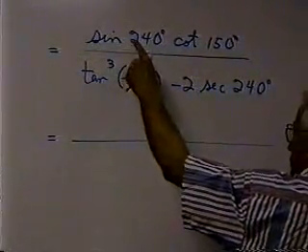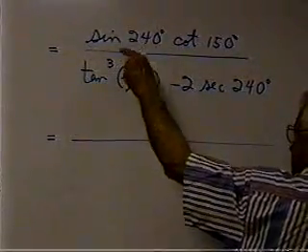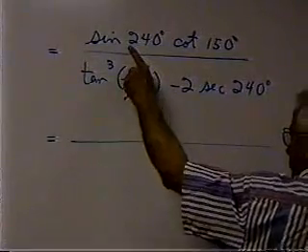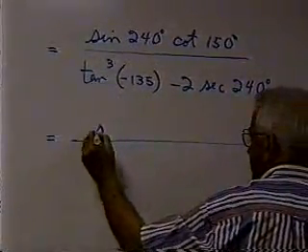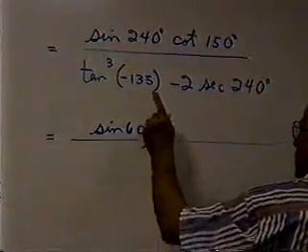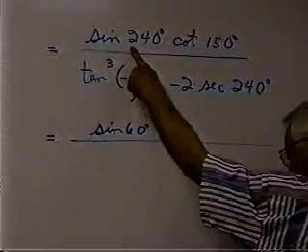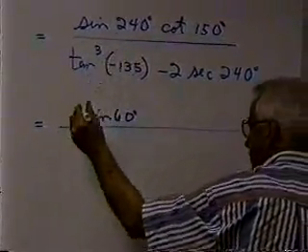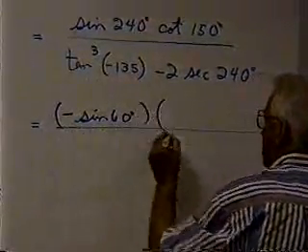Draw the angle. It's down in quadrant 3. How far is the next axis? 60 degrees. So that's the sine of 60 degrees. And it's in quadrant 3. Sine is y over r. Quadrant 3, y is negative, so it's a minus sine of 60 degrees.